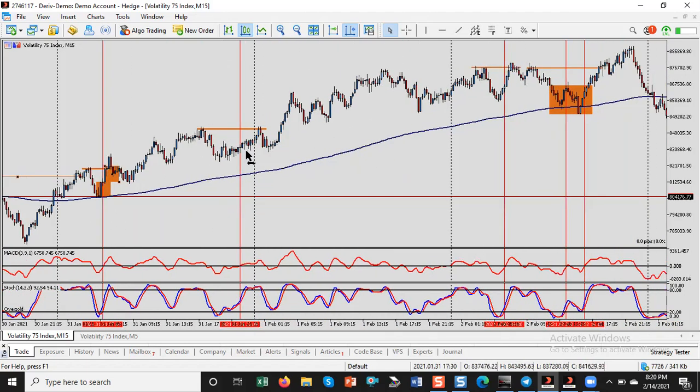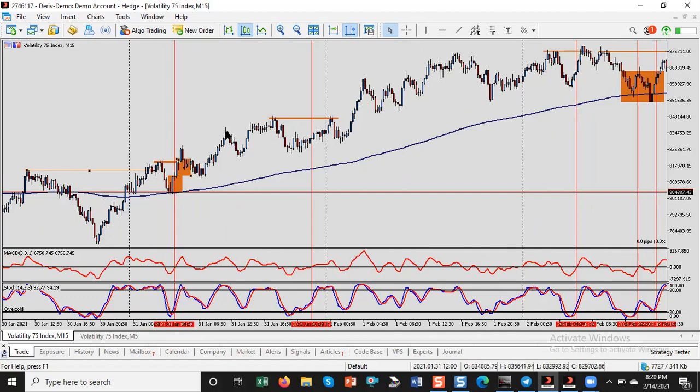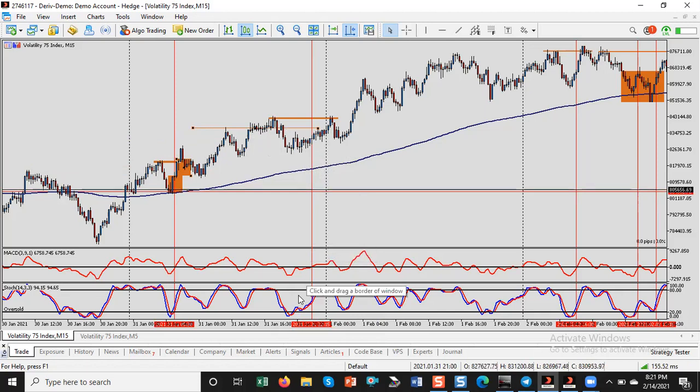So the next one we have here is this. Price retraced here, but price did not get oversold. And here, price retraced to the oversold region of the stochastic oscillator. And if you look at our previous swing high, the higher high has been taken out. So this is a good opportunity to buy. So what are you waiting for?